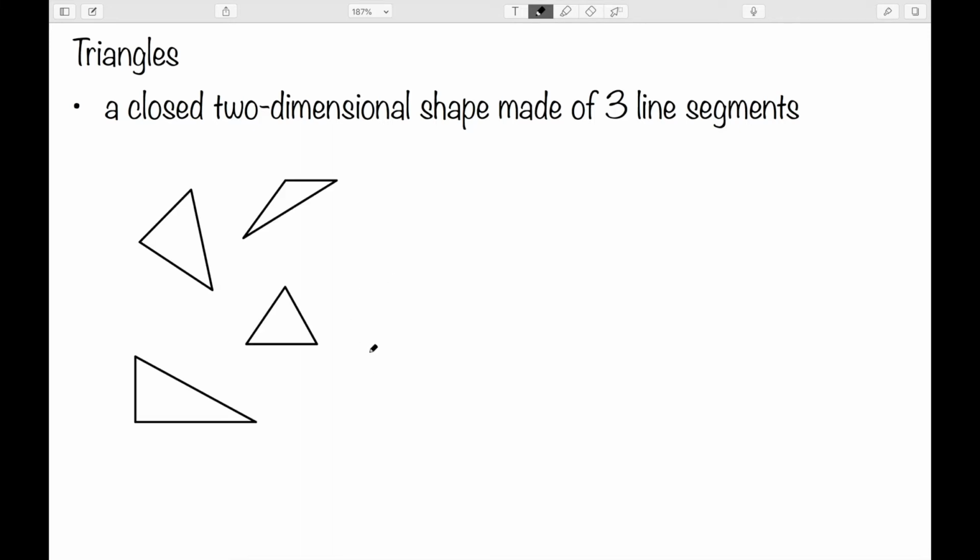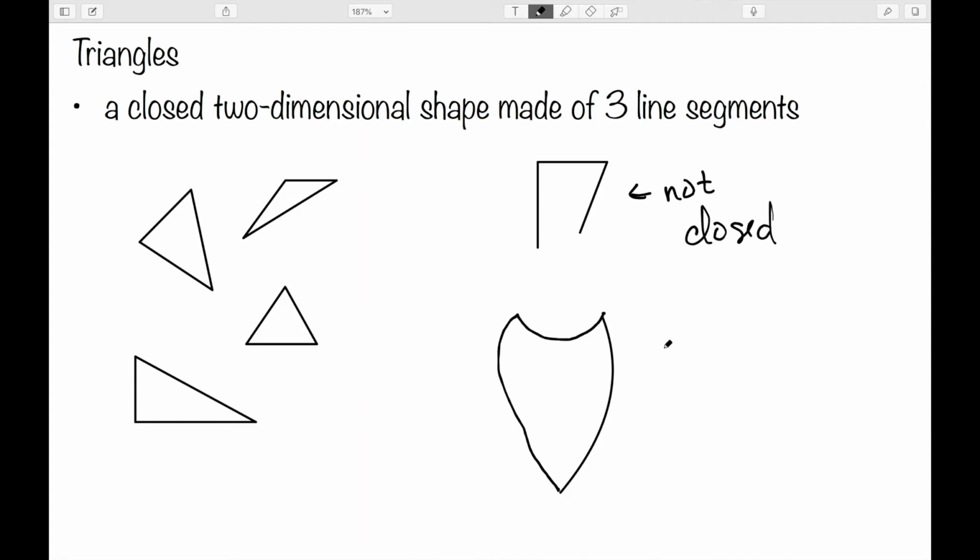So here are 4 different examples of things that would be triangles. They are all closed, two-dimensional shapes, and they're each made of 3 line segments. This shape over here, while this is a two-dimensional shape and it is made of 3 line segments, this one is not closed, so it would not be considered a triangle. Here's another one. This one is a closed, two-dimensional shape, but it's not made of line segments. Instead, it has rounded sides. So these two are examples of things that are not considered triangles.